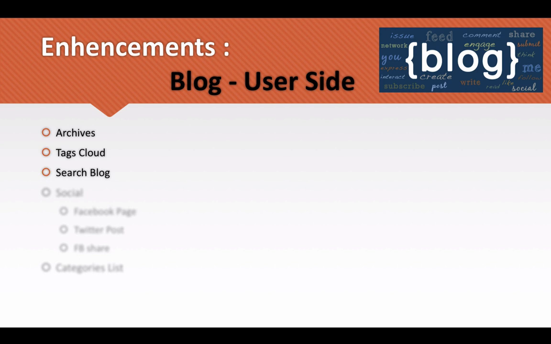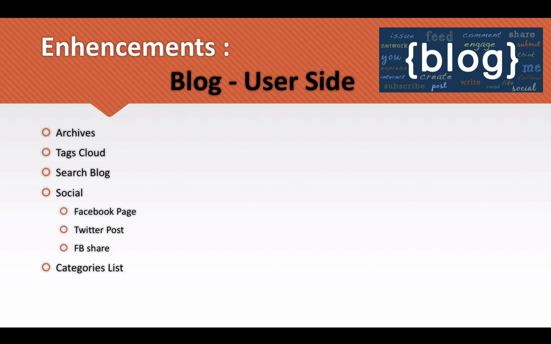For searching blocks, we will have a search bar and we will use Algolia. So that thing we are going to use. So next is social. For social sharing, we have the Facebook page sharing, the Twitter sharing, and FB sharing. So first thing is the Facebook page. I have the Bitfumes Facebook page on which I keep saying to you, please like Bitfumes on Facebook. So that page we are going to show on the right side. Then we will show the Twitter posts and the FB share button. So a share button we will have.